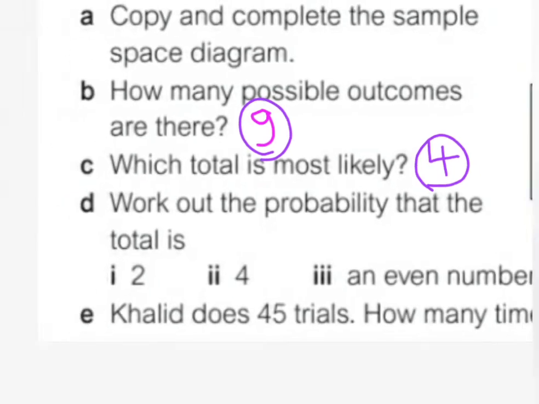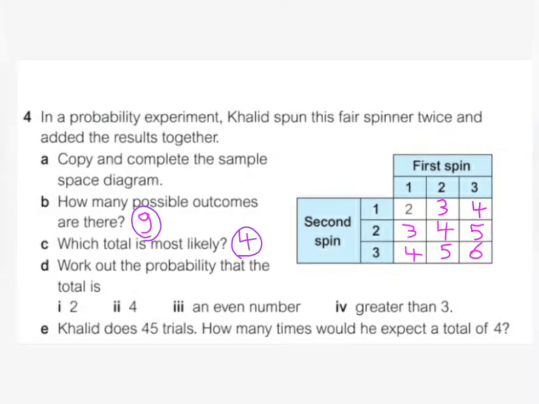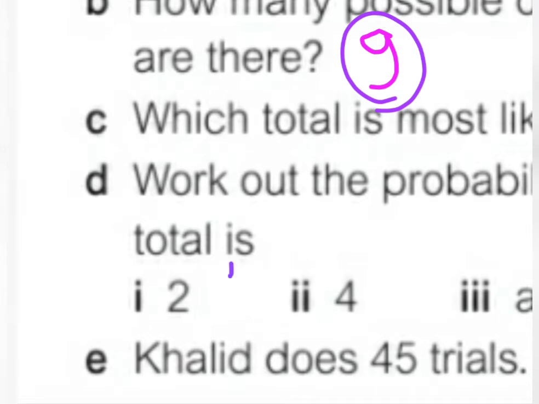Now, question D says what? It says work out the probability that the total is, we're going to talk about some totals, and you're going to tell me the probability of them happening. The first one says the total is 2. So what is the probability that the total is 2? How many times did it happen between the outcomes? Very good, it happened 1 time. So the probability will be what? It will be 1 over, very good, 9. So 1 over 9. Let's write it here.